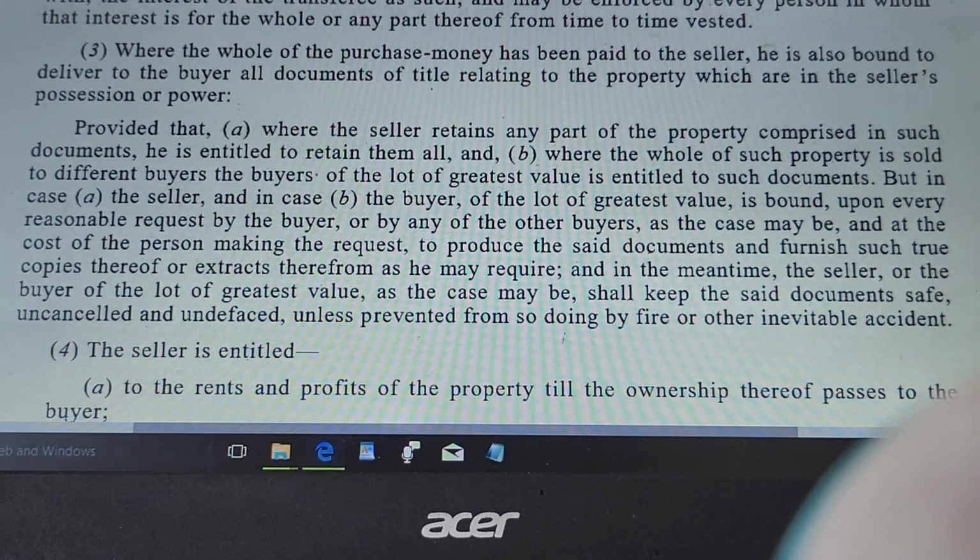But in case A, the seller, and in case B, the buyer of the lot of greatest value is bound upon every reasonable request by the buyer or by any of the other buyers, as the case may be, and at the cost of the person making the request, to produce the said documents and furnish such true copies thereof or extracts therefrom as he may require, and in the meantime the seller or the buyer of the lot of greatest value, as the case may be, shall keep the said documents safe, uncancelled and undefaced, unless prevented from so doing by fire or other inevitable accident. 4.